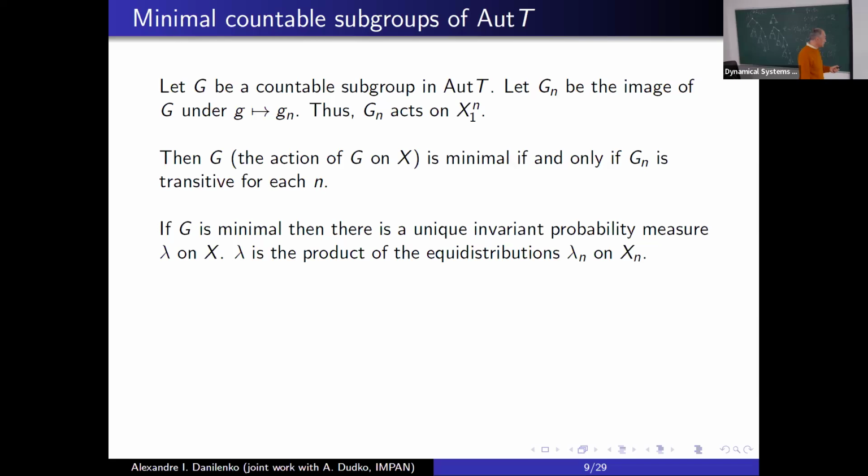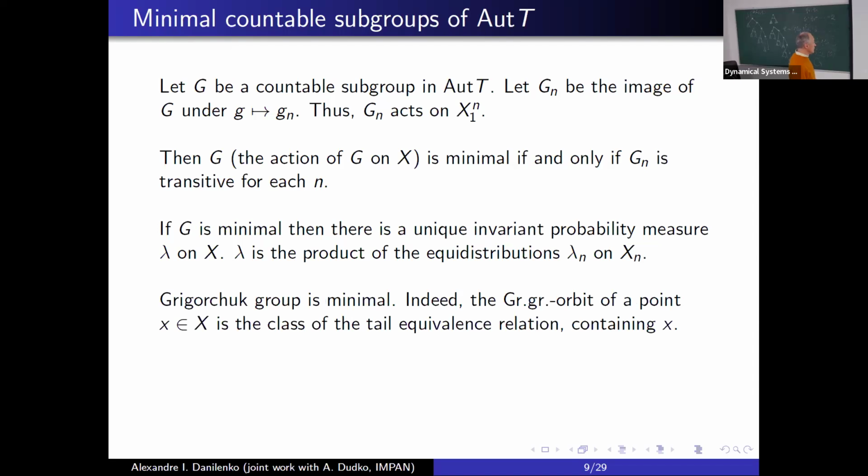So it does not matter which G we choose. If we know that G is minimal, then there is only one G-invariant measure on X. Let's call it the Koopman product of equidistributions on X. The Grigorchuk group is minimal. Moreover, it's possible to check that the orbit under the Grigorchuk group of every point is just the tail equivalence class of X.